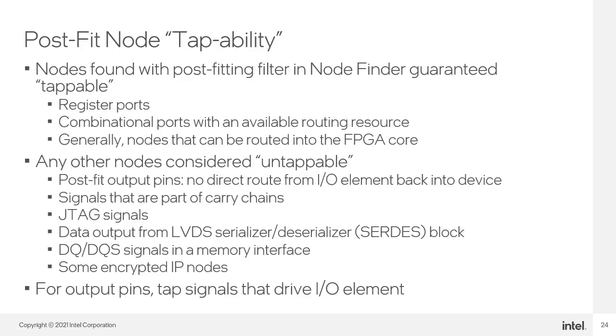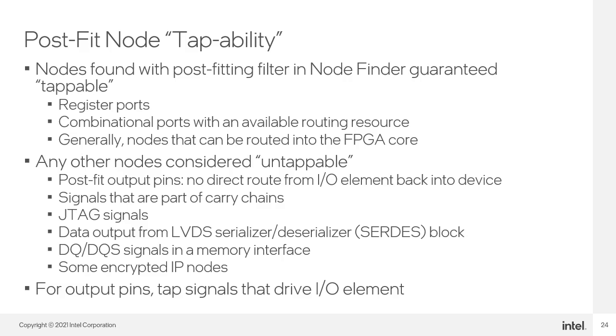As mentioned, it is recommended to use the special SignalTap filters in the Node Finder or cross-probe from the Technology Map Viewer. Using these methods guarantees that a selected node can be tapped, meaning that the node is tappable. The post-fitting filter in the Node Finder only displays tappable nodes, which include register ports as well as combinational logic ports if a routing resource to that logic is available.